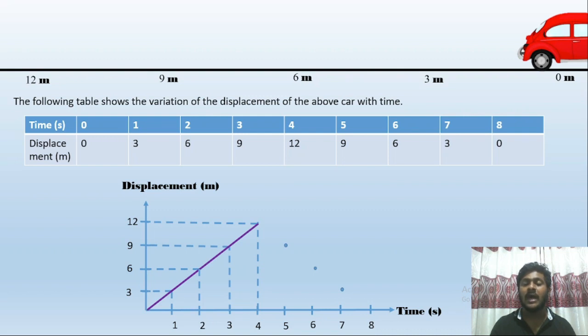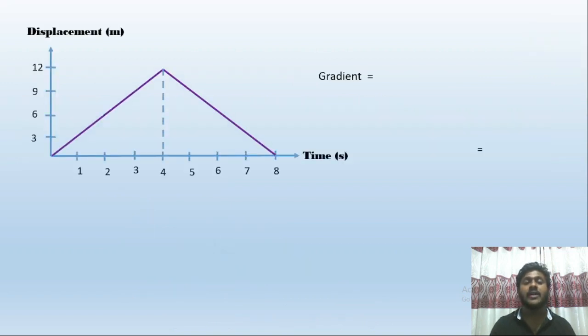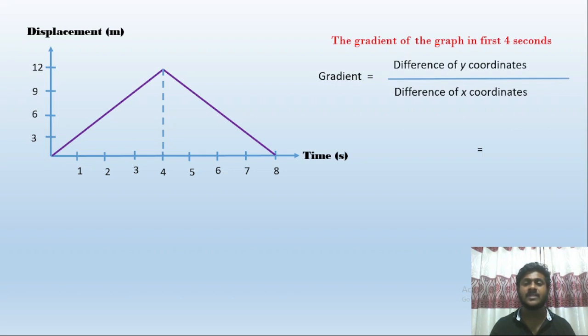So let me draw a line joining each coordinate. That is also a straight line, but the gradient is negative, right? So let me find the gradient of these two instances. The gradient of the graph in the first 4 seconds is the ratio between the difference of y coordinates and the difference of x coordinates. So that is 12 minus 0 divided by 4 minus 0, that is 12 divided by 4, so it is 3 meters per second. So the velocity of the first instance is 3 meters per second.